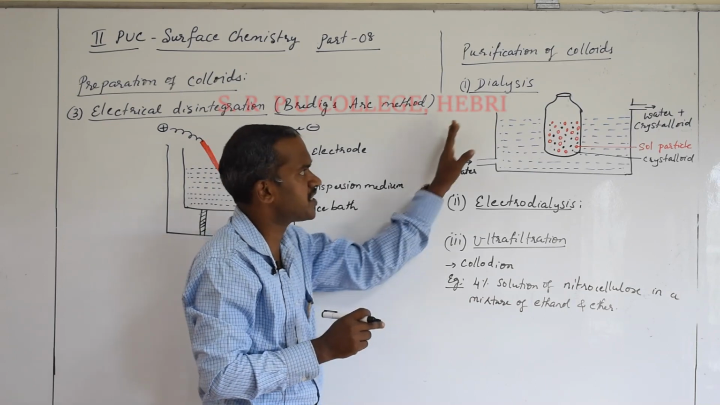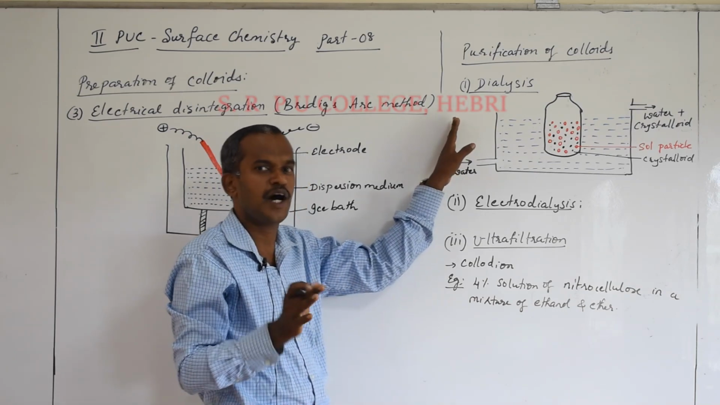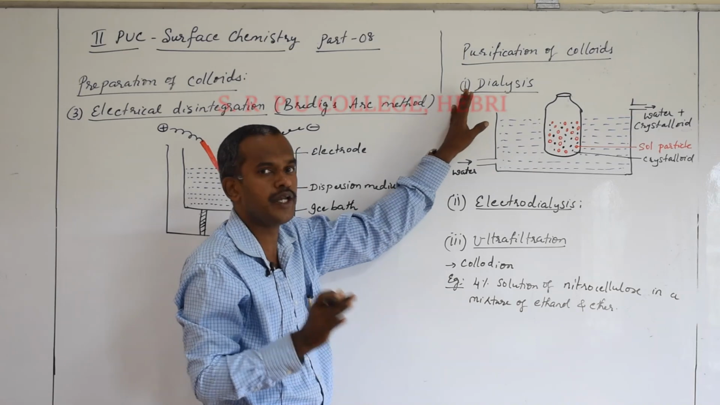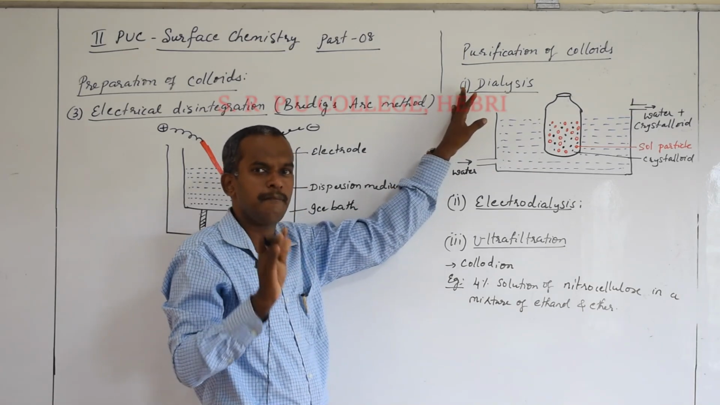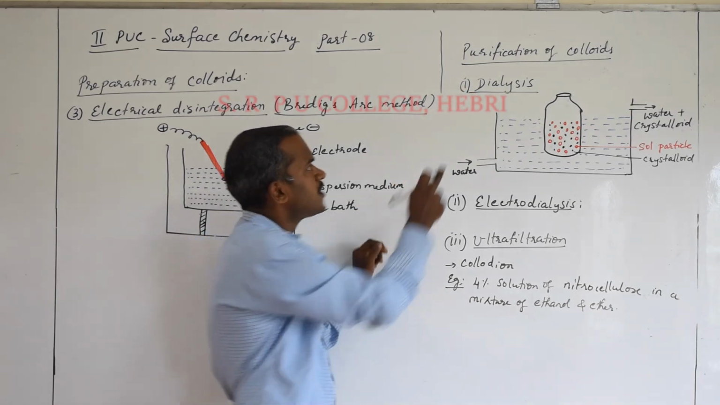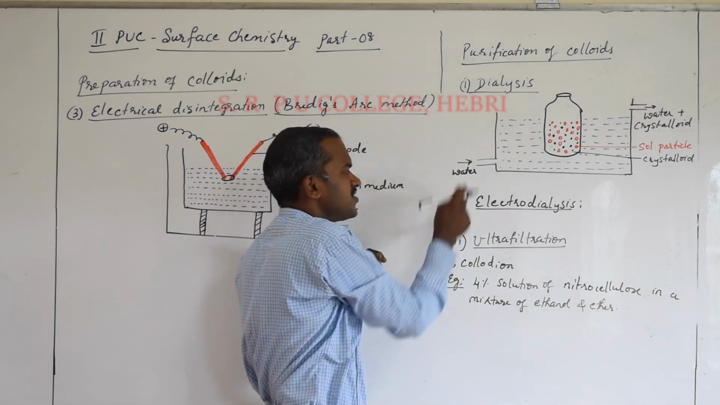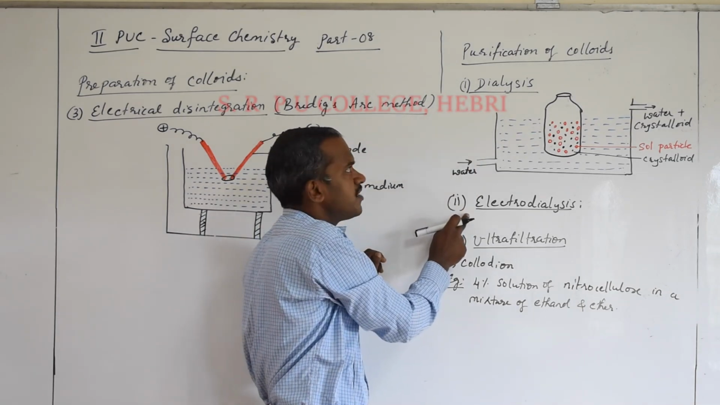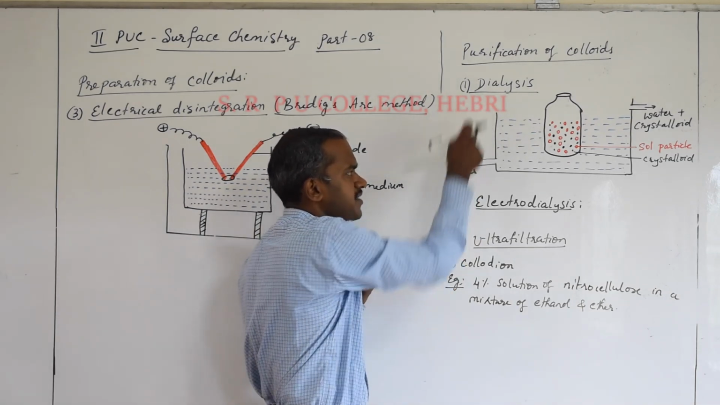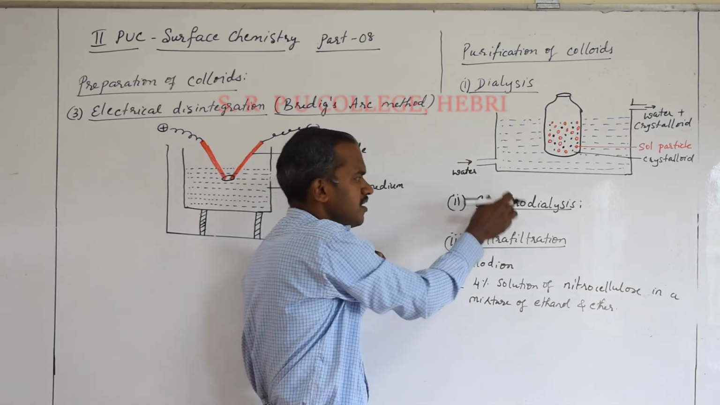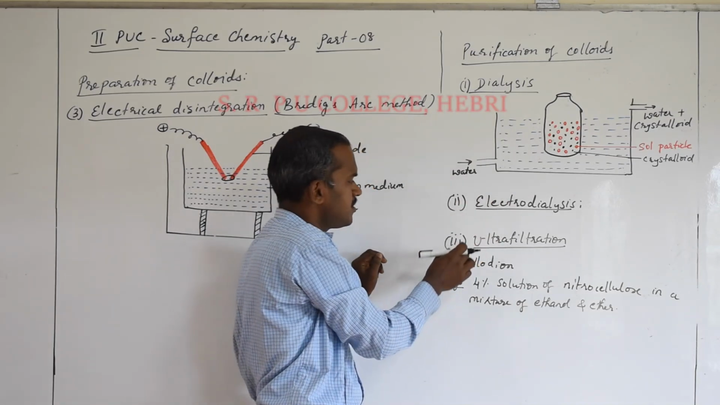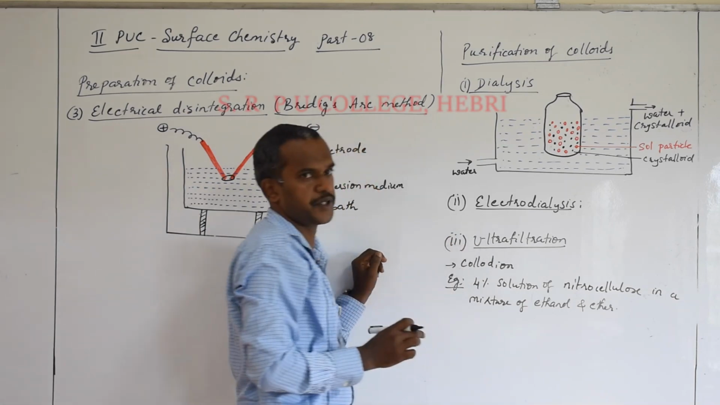Now what I am discussing is not the method of preparation. After preparing the colloid, how you can purify, how you can get a pure colloid. The first method is dialysis. The second one is electrodialysis. When you study the first and second, you will understand there are so many similarities, only the electrical field is a difference. Okay. And the third one is ultrafiltration.